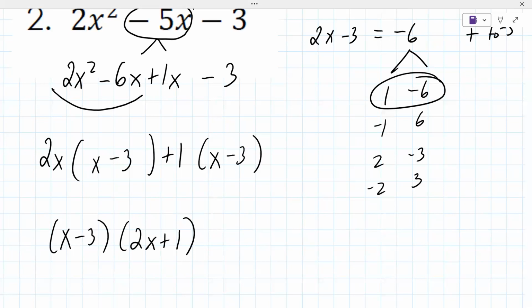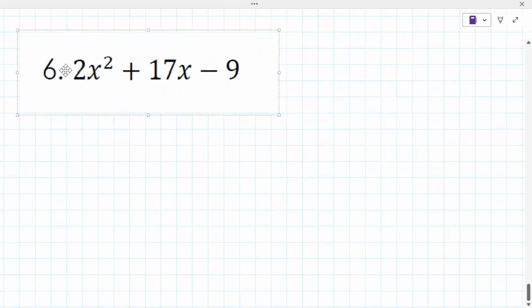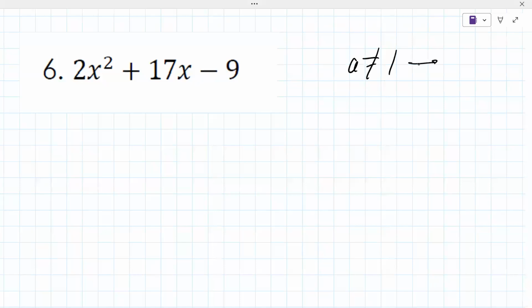All right. So, let's see if we can have you do another one like this. Six is our next one that looks like this type. Let's take a look here. 6 is 2x squared plus 17x minus 9. So again, it's an a not equal to 1. This right here is not 1, and 2 doesn't go into the other ones. So you know that this leads to grouping.